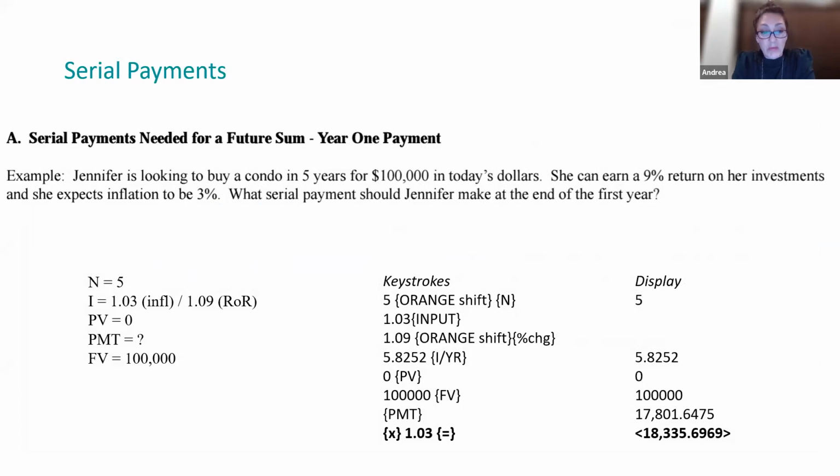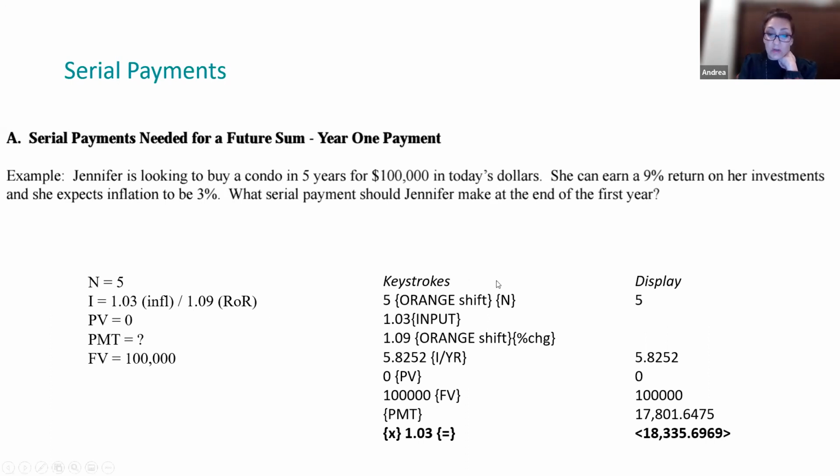So inflation, remember, is happening at 3% per year. So she wants to know what serial payment she should be making at the end of the first year. All right, so let's look at our variables. It's 5 years. Inflation is 3%. Her rate of return is 9%. There is no present value. She's looking to know how much she needs to save for a future value of $100,000.